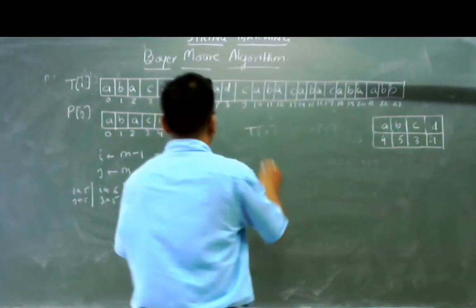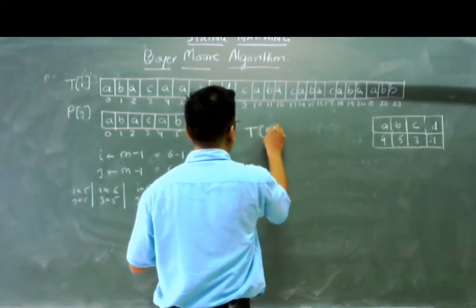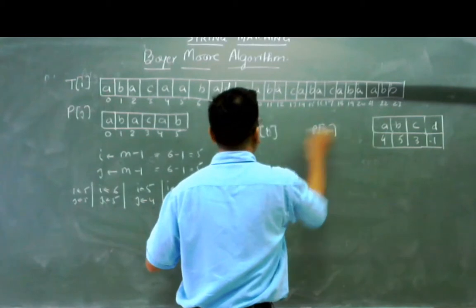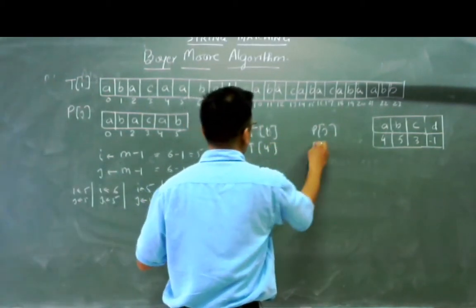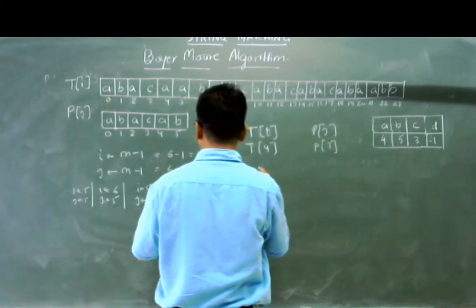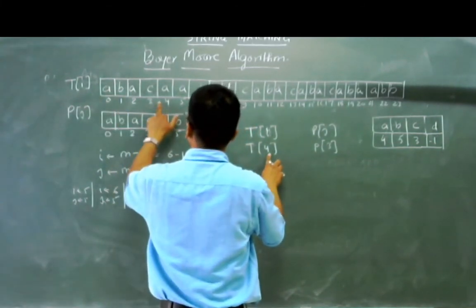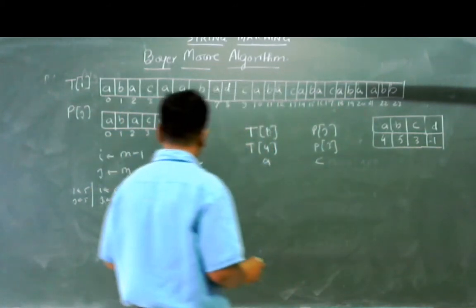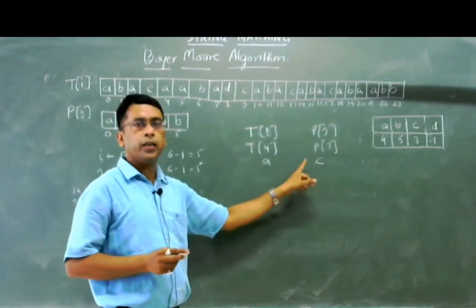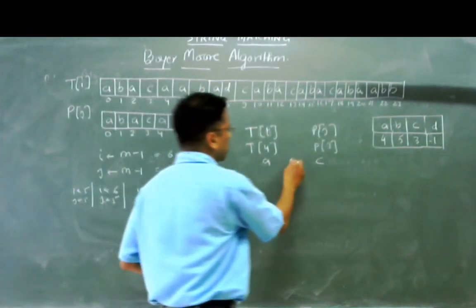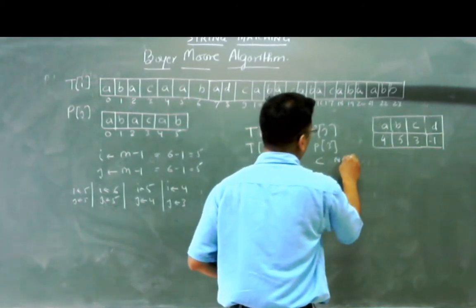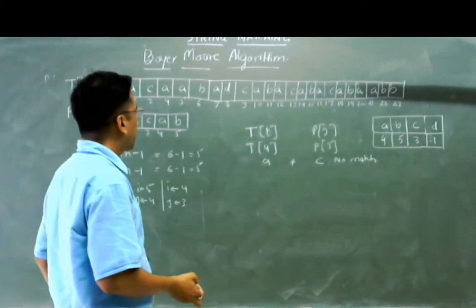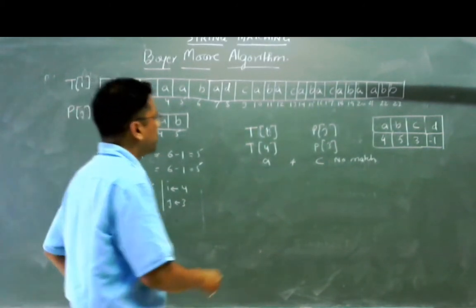Now T_i and P_j. So i is equal to 4 and j is equal to 3. T4 is equal to A and P3 is equal to C. Unfortunately, here there is no match. So there is no complete match. So in case of no match, we shall use the formula.